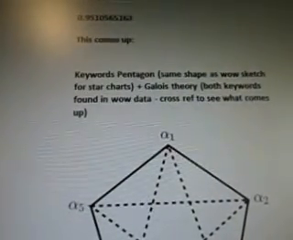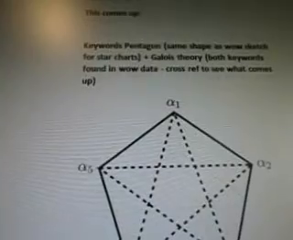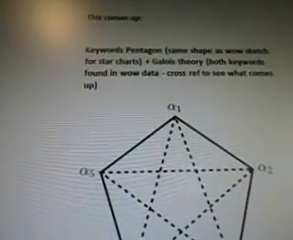Galois theory. Both keywords found in the WOW data. Cross-reference to see what comes up. So I got to do that in the future.